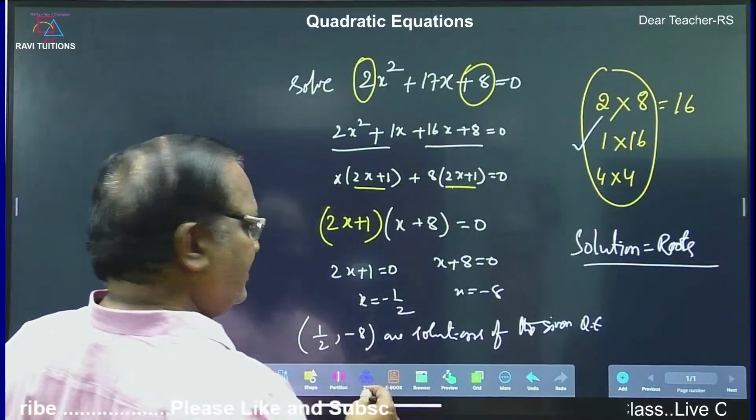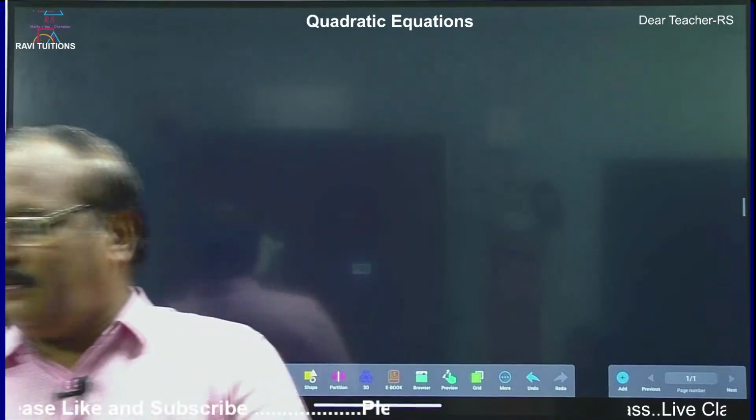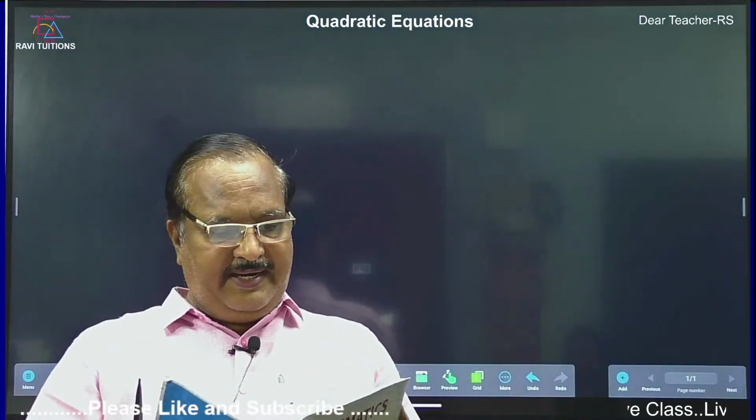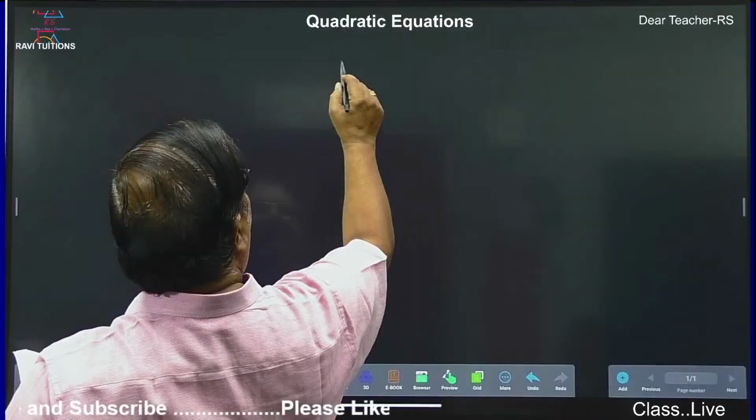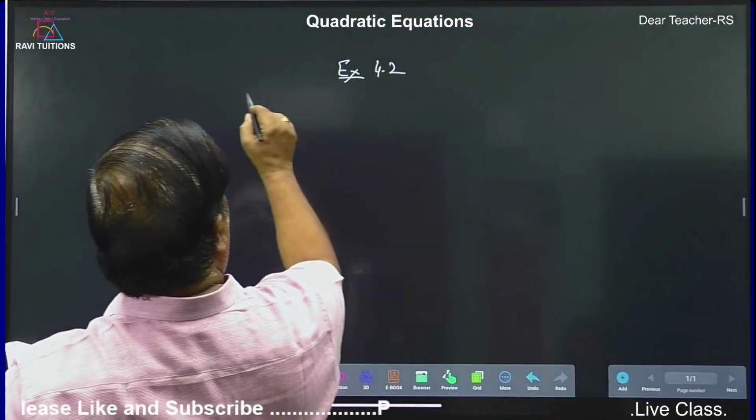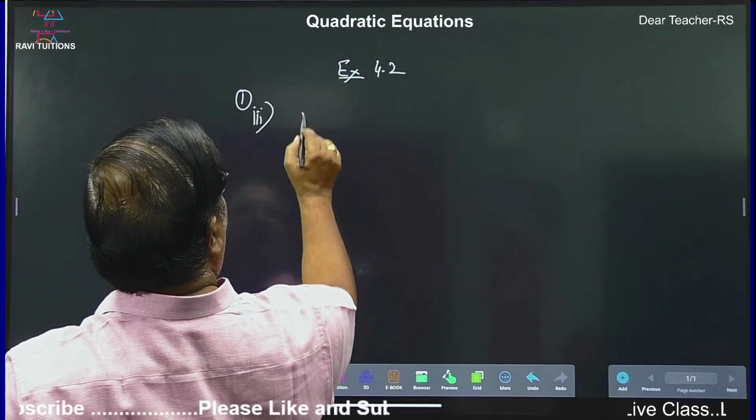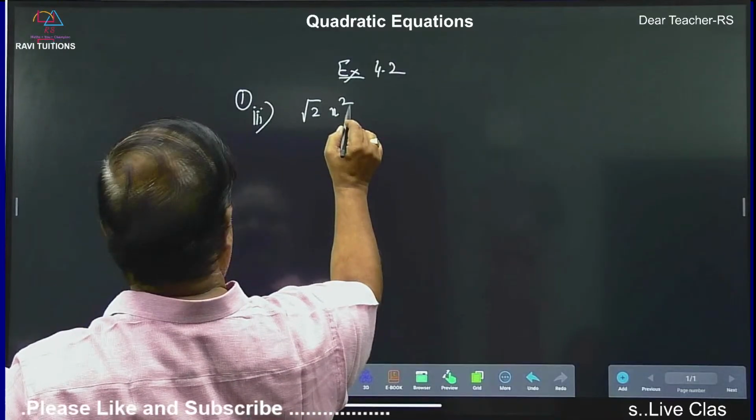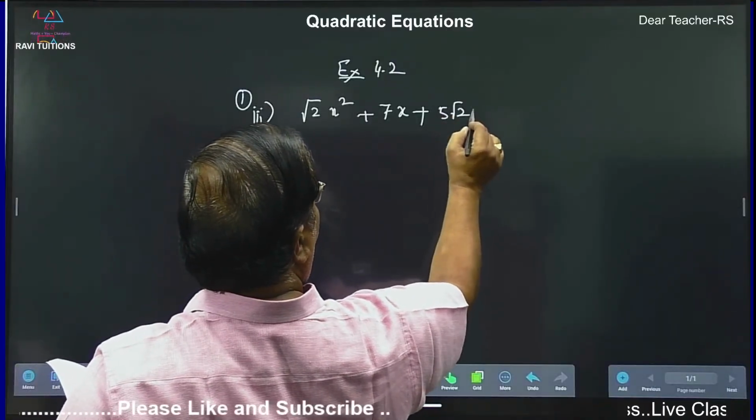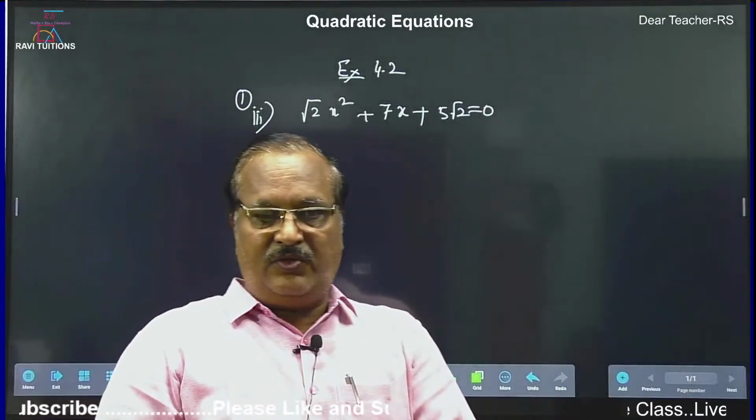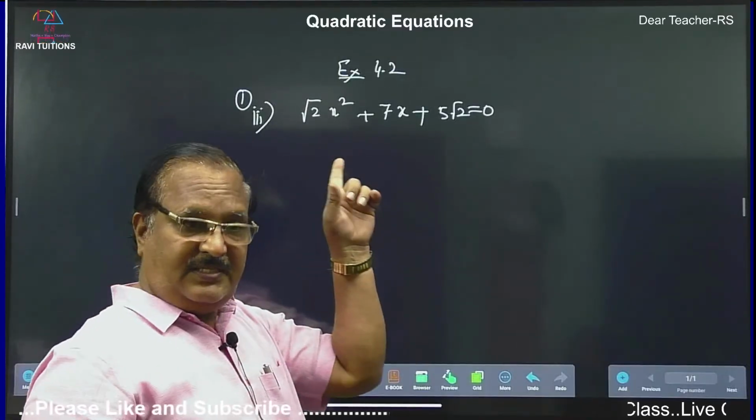Right. So now let us go to one more question. Very important question. From the textbook itself, I will take one question with roots. Exercise 4.2, first question, third bit: root 2 x square plus 7x plus 5 root 2 is equal to 0. So square roots are there. Don't get confused, this is an important question.